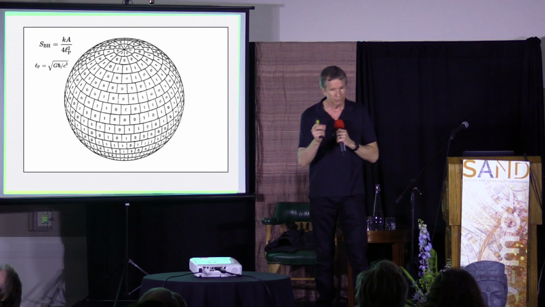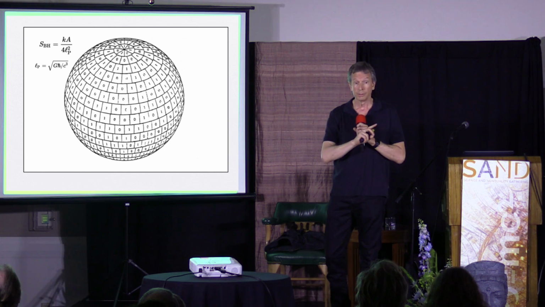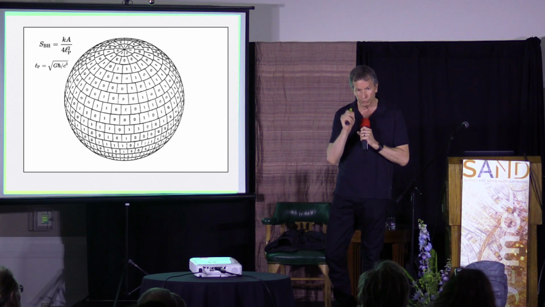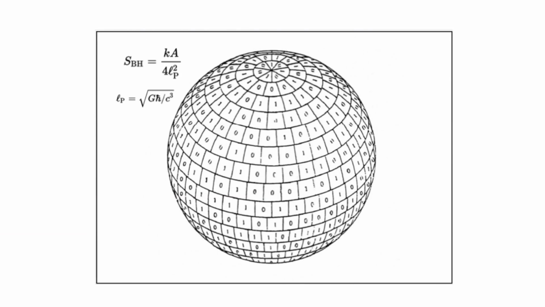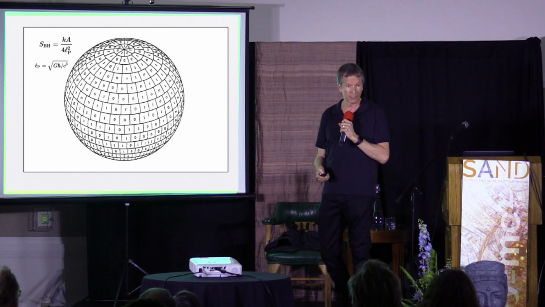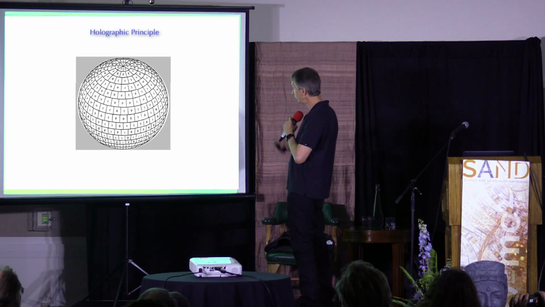The amount of information you can stick inside a volume of space does not at all depend on the volume. The volume is utterly irrelevant. You cannot use volume to store information. Only surface area. The amount of information is proportional to the surface area. It's called the holographic principle. It's one of the deepest, most profound discoveries in physics in the last 30 years.